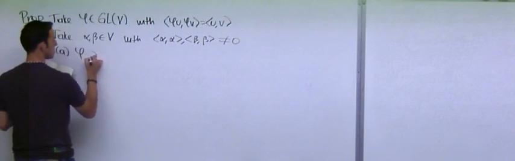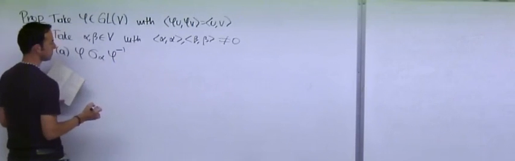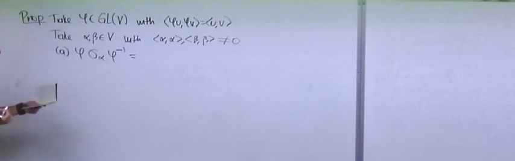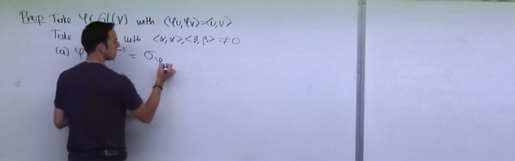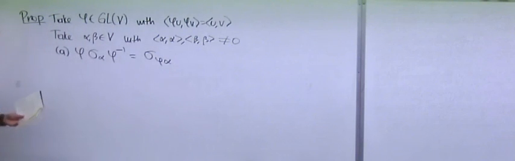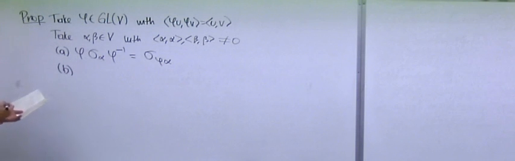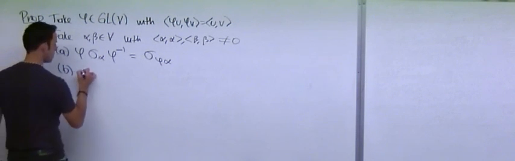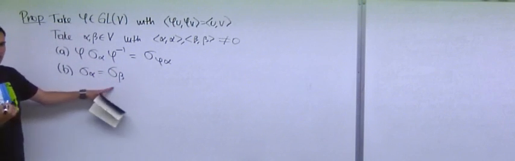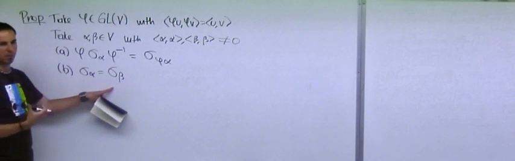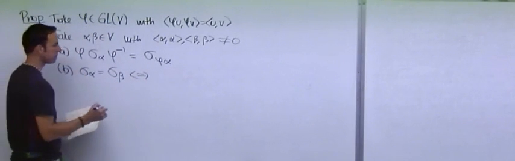If we conjugate the reflection sigma alpha by this linear transformation phi, then what we get is a reflection, and this reflection is with respect to wherever phi takes alpha. That's the first thing. The second thing is that if you have sigma alpha and sigma beta equal to each other, if alpha and beta generate the same reflection, then the only reason that can happen is because alpha and beta are multiples of each other.